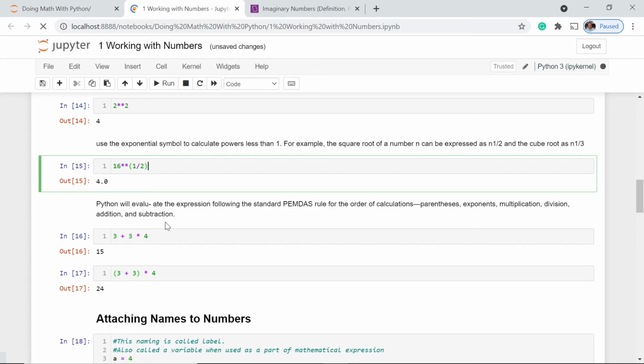Python will also evaluate the expression following the standard PEMDAS. This is actually a very basic rule in mathematics.